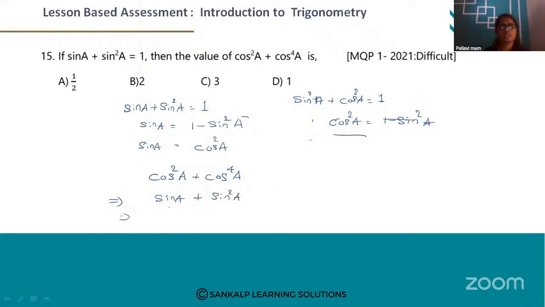So therefore sin A plus sin square A is equal to 1. So the value of cos square A plus cos raised to 4A is 1. So therefore D is the correct option.